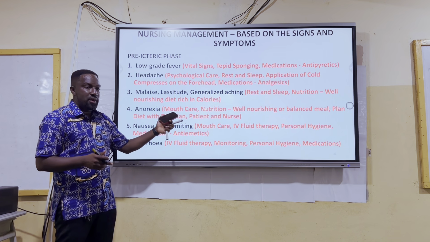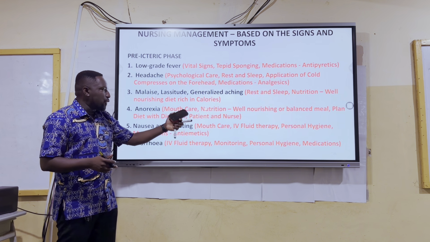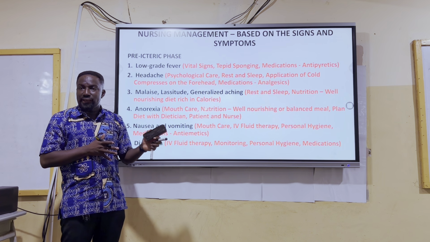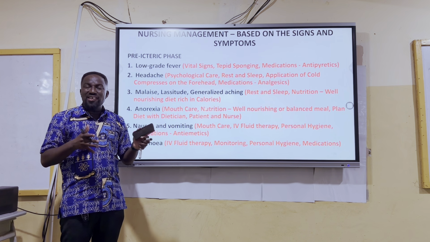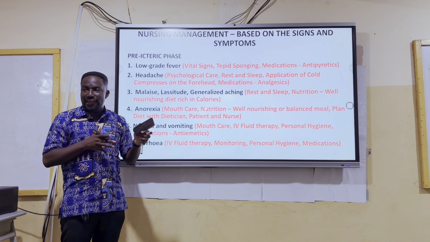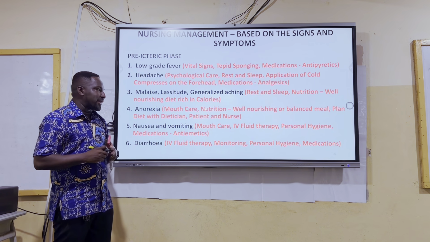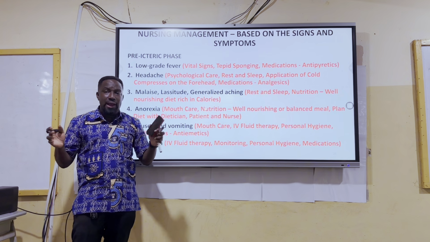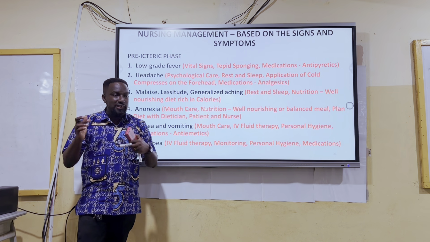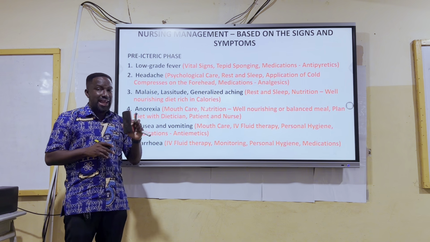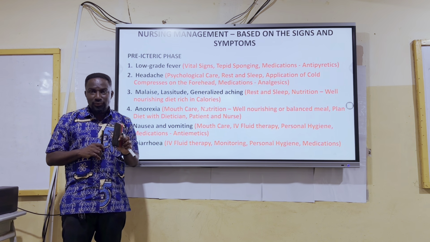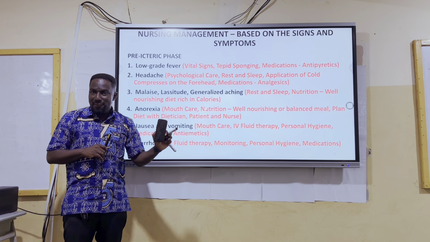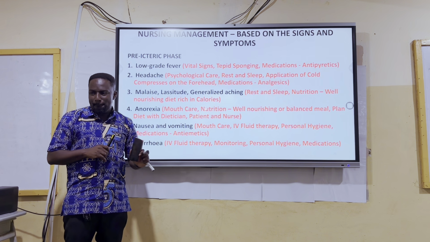Anorexia: mouth care is very key. And then again, under nutrition for anorexia, what do you do? You plan the diet with the patient, the dietitian and the nurse. And once you are planning the diet together, it will help stimulate appetite for the patient. You serve the patient a well-balanced diet that is rich in all the essential nutrients, protein, vitamins, and all that. But in the case of hepatitis, it should be a low-fat diet. Do you agree?